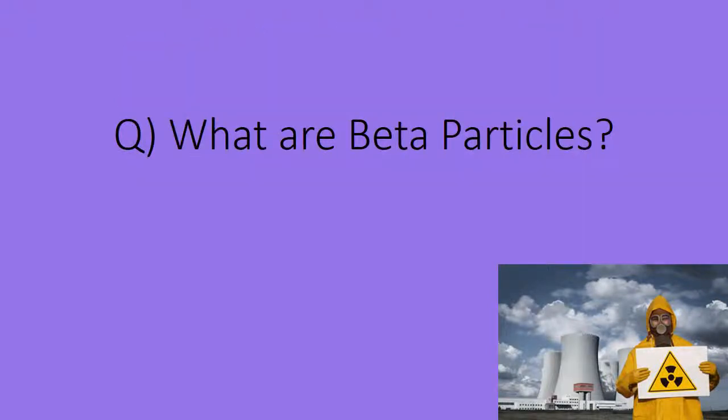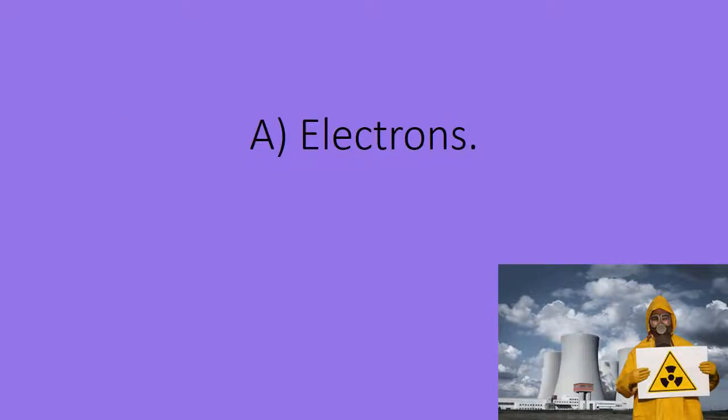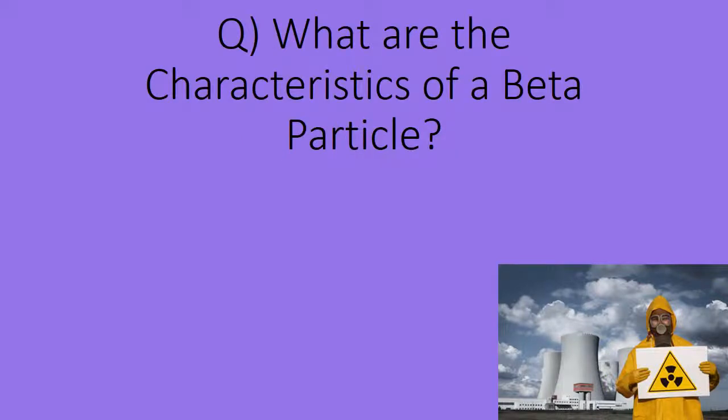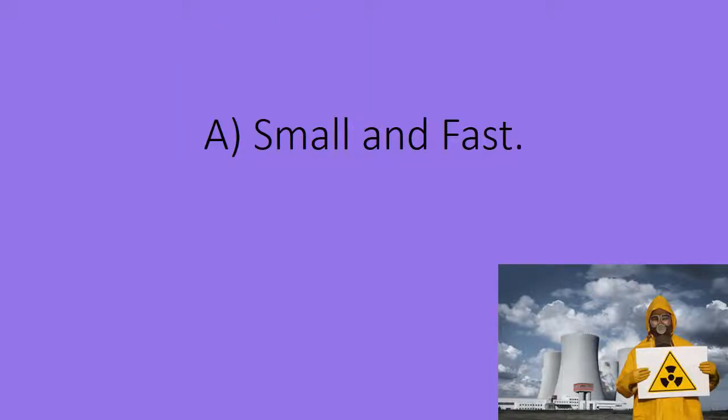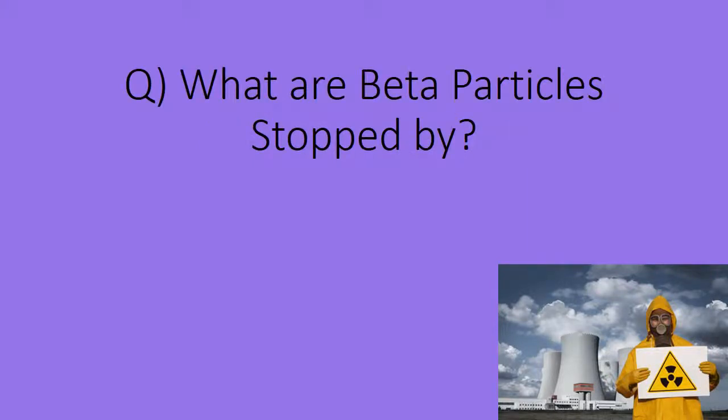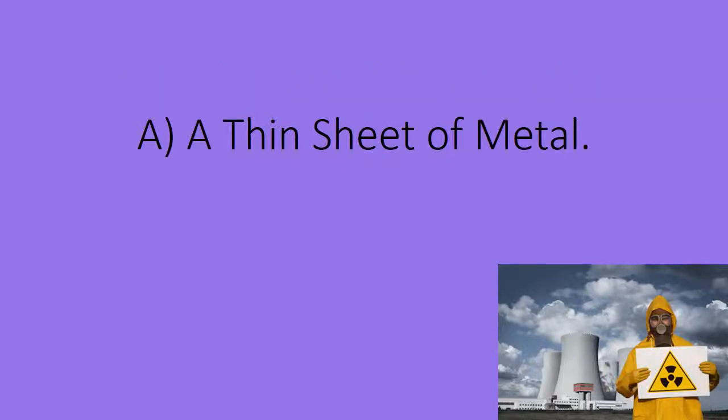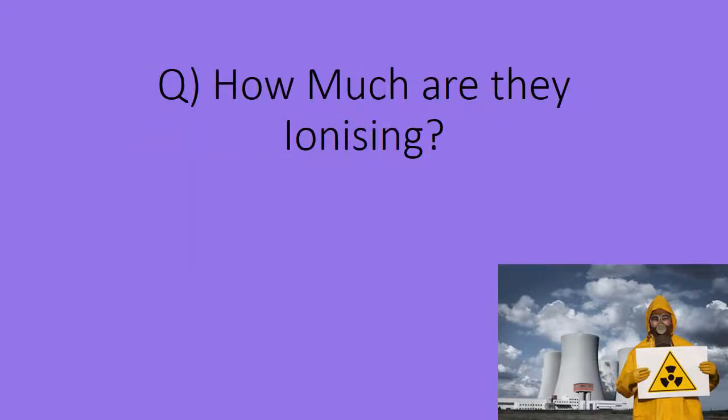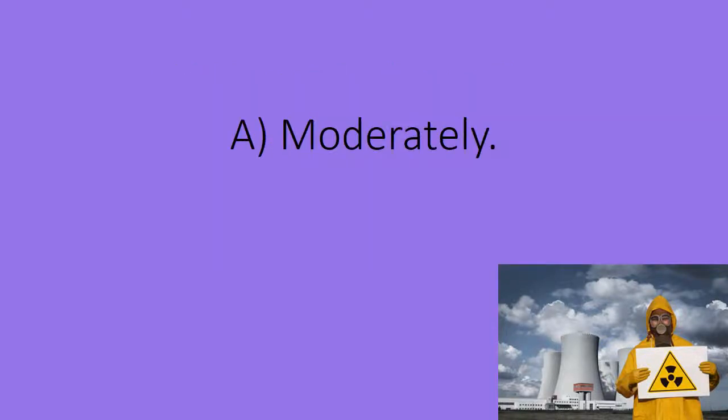What are beta particles? Electrons. What are the characteristics of beta particles? Small and fast. What are beta particles stopped by? A thin sheet of metal. How much are they ionizing? Moderately.